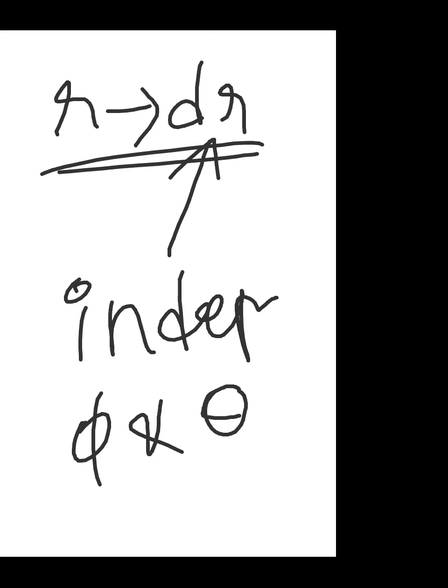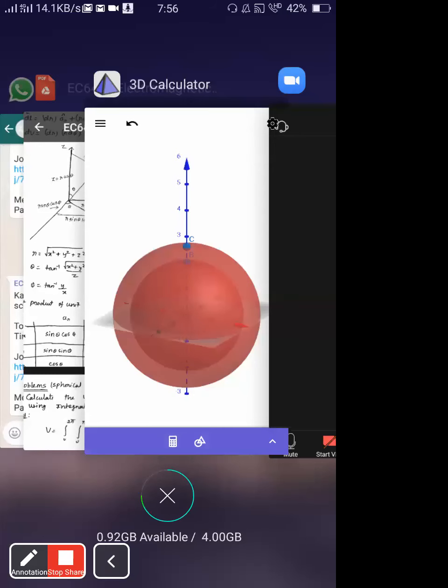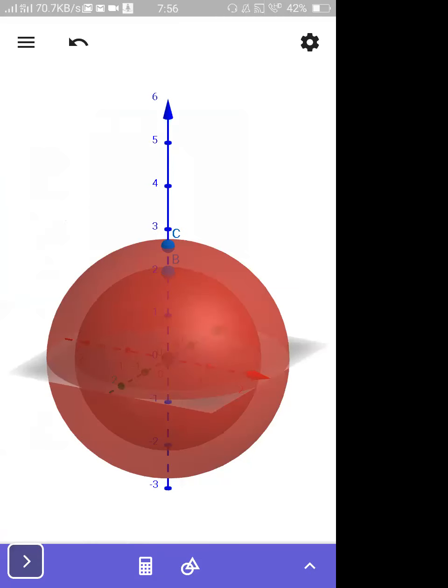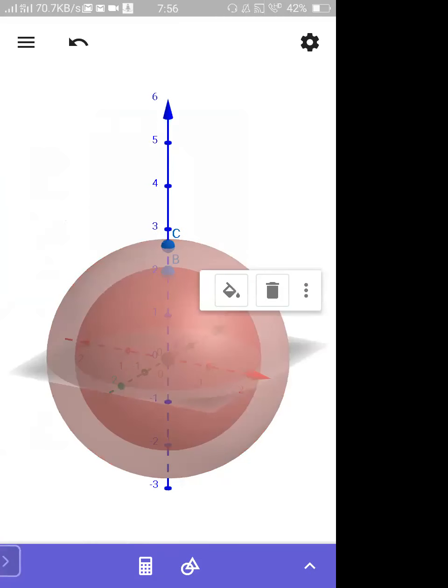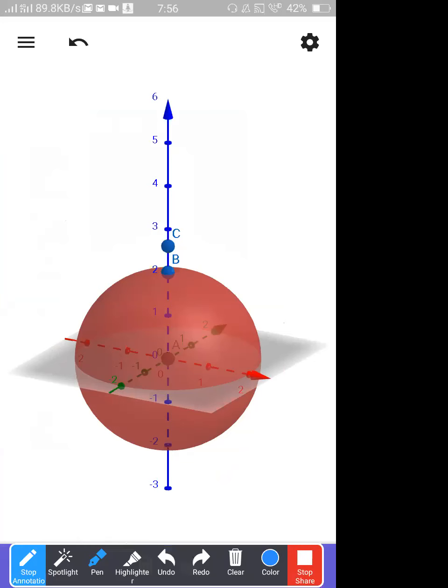Sorry, the screen was not shared to you. Please wait. I hope now you can see the screen. Already I have one sphere, say the sphere radius is 2. Now I will draw another sphere. That means, with the existing r, I am going to add some dr. I will choose 2.5.